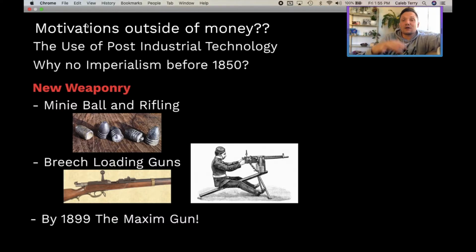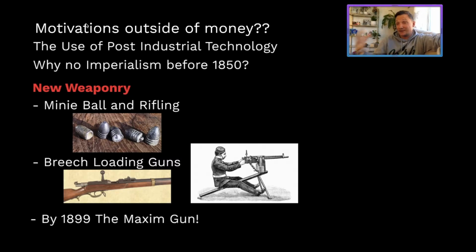We're talking about what our biggest motivations for imperialism are. What is imperialism? What's imperialism versus colonialism? So the motivations, outside of money, of course, were the use of post-industrial technology. Why was there no imperialism before 1850? Well, one of the biggest reasons that imperialism switched from colonialism into this new form of imperialism, which we'll continue to discuss as this entire Prezi keeps going, and why that big differentiation around 1850 is so important, a lot of it has to do with new weaponry.